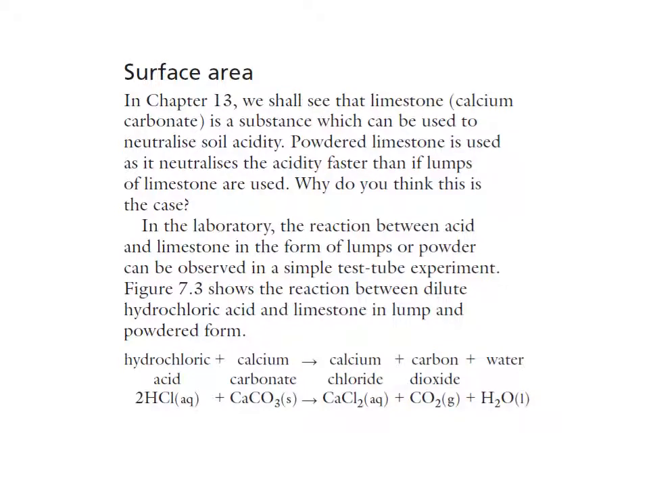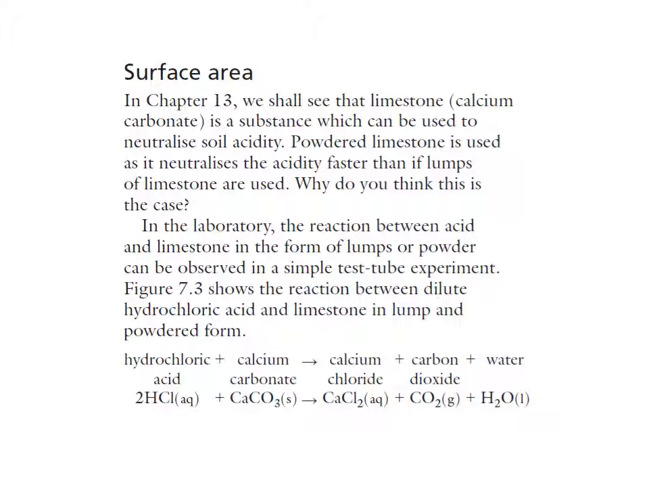Now the very first of the different factors we have talked about is surface area. Limestone is a substance which can be used to neutralize soil acidity, so powdered limestone is used there. If soil is acidic, suppose you are a farmer, then you will need to add limestone into the soil to neutralize the acidity. So why are we not using a lump of limestone? Why are we using the powdered form of limestone?